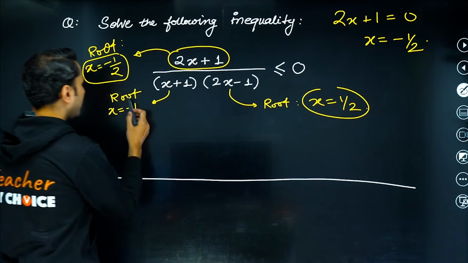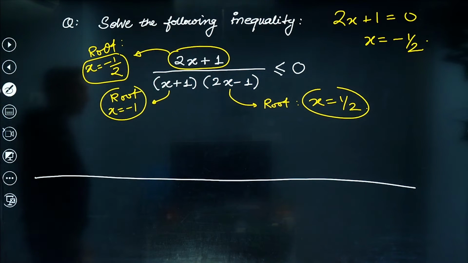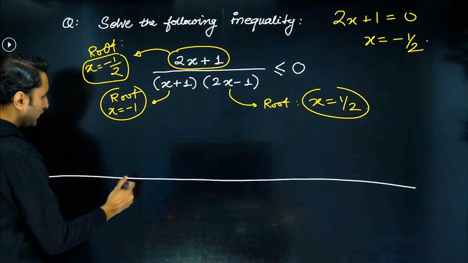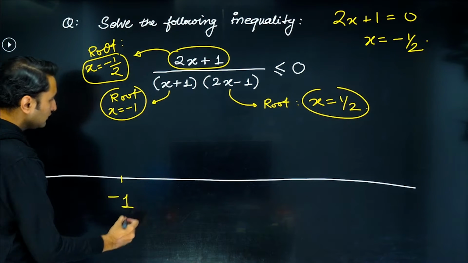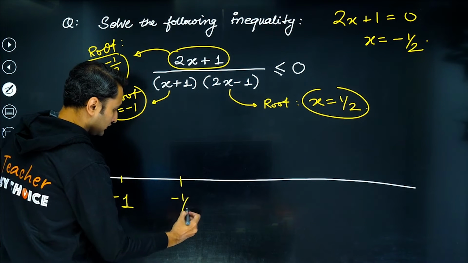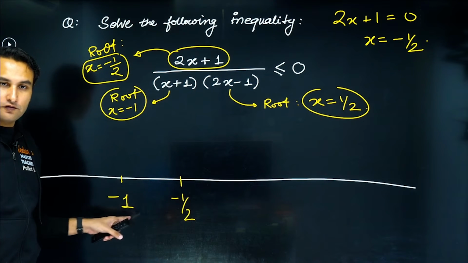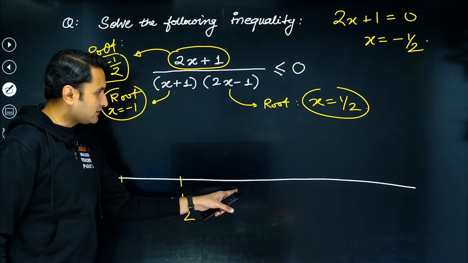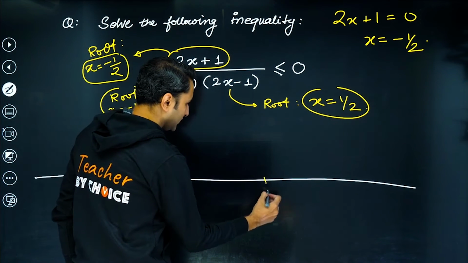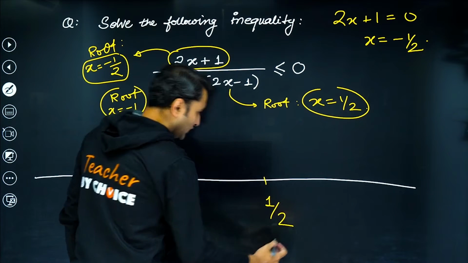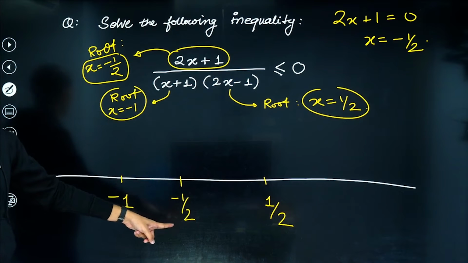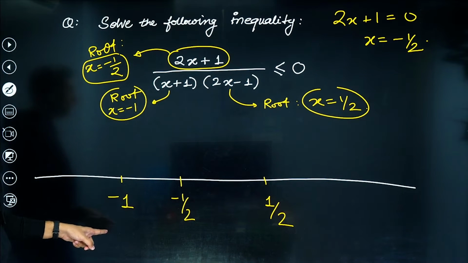Plot them in the right order. The right order is, smallest one is minus 1, then minus half, minus 0.5, then 0 is not there, then plus half. All the roots are here: half is the biggest, then minus half, then minus 1.